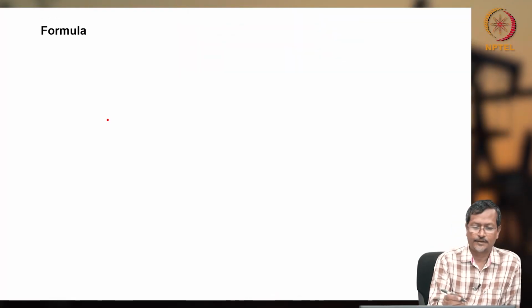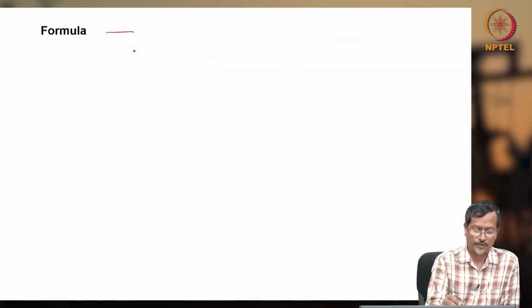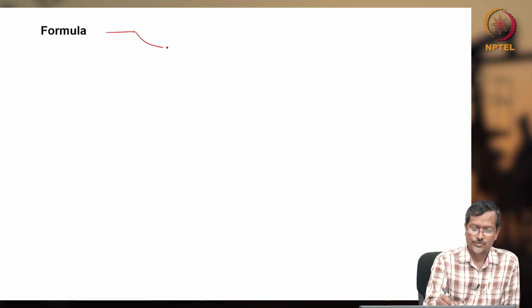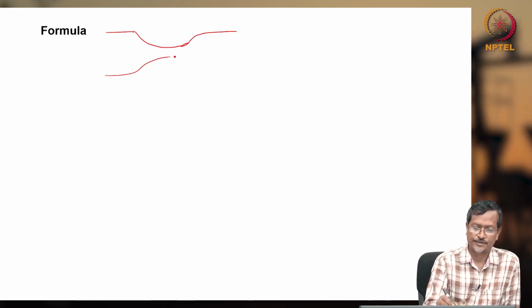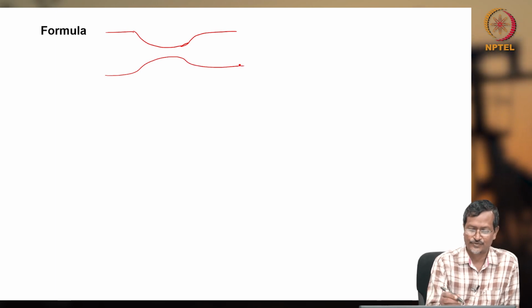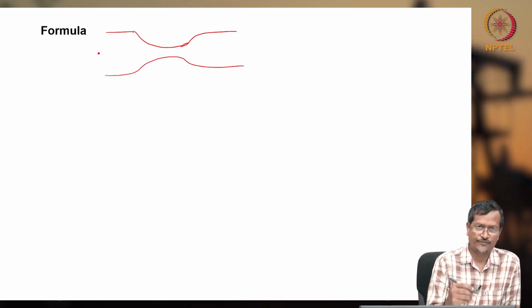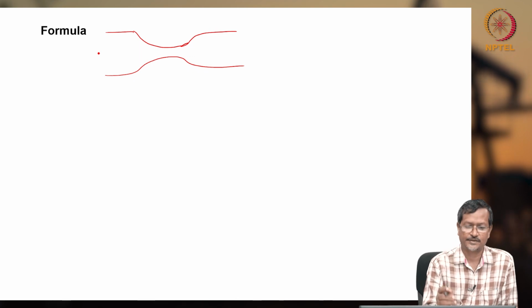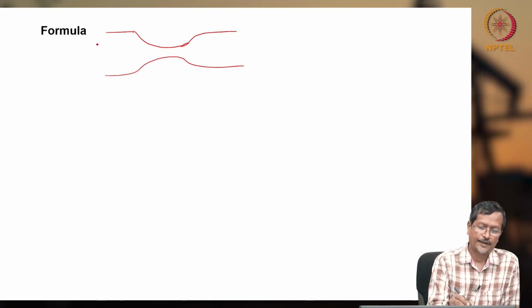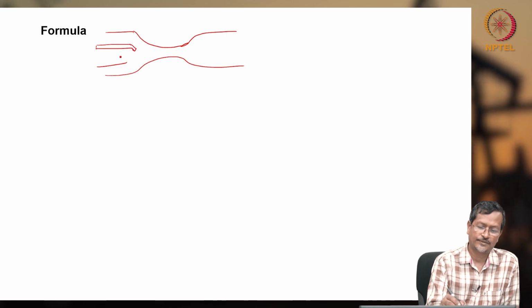Now again, we have to see some formula. Okay, so the jet pump is coming like this, then it is going like this. There are many ways people draw it, so I'm also drawing in a different way. There's no fixed rule that I have to draw like this. Then I have one nozzle here, and I can make the nozzle cross section like this.